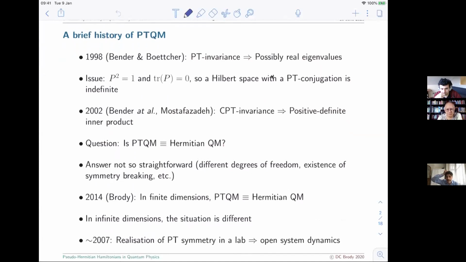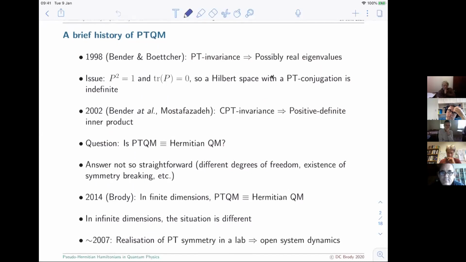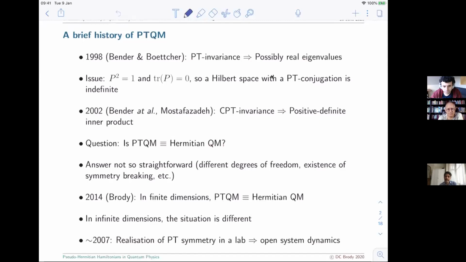So the idea of our current interest in PT symmetry goes back to a paper from 1998 by Bender and Boettcher, who observed that if you have an operator, an observable, say a Hamiltonian, that is invariant under PT conjugation, if you commute it with PT, then the eigenvalues can be entirely real. In particular, if the eigenfunctions of the operator are also eigenfunctions of the PT, then the eigenvalues are real. Otherwise, they come in complex conjugate pairs.